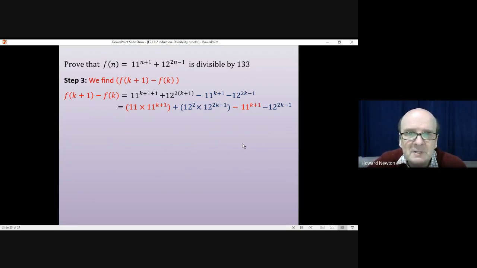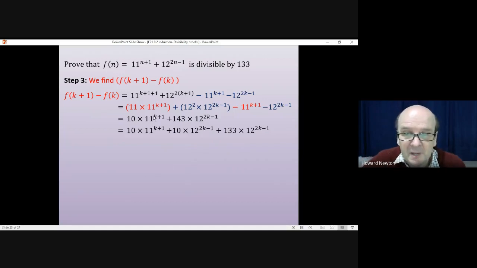And the reason for doing that is we've then got the powers that you have in the term for n equals k. We've got 11 of these, take away 1 of those, so that'll give us 10 of them. Here, we've got 12 squared, 144 of these, take away 1 of them, that'll give us 143 of that expression.